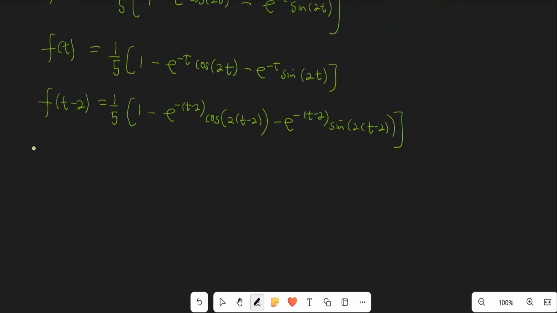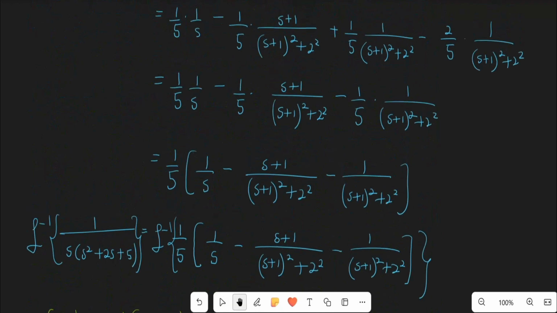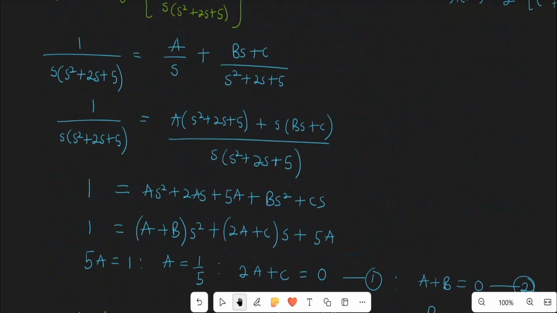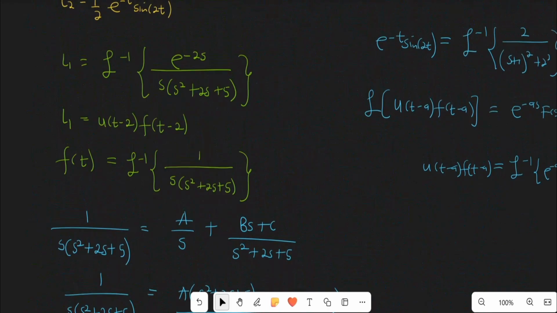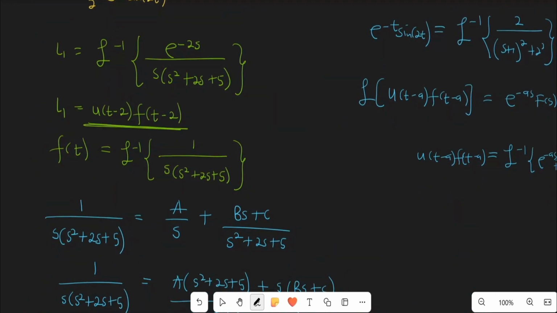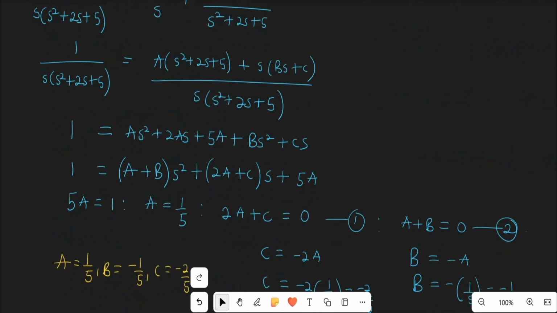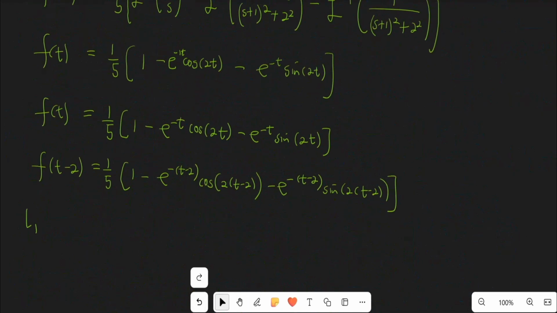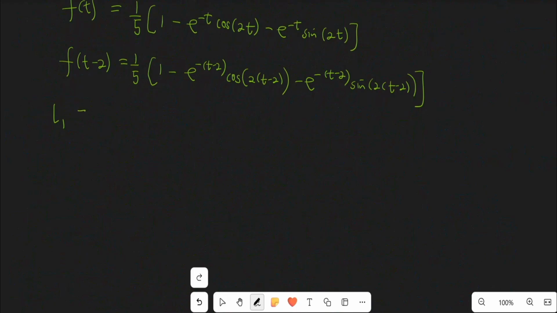Now we can find L1, that is the Laplace inverse of the first one. So L1 is just going to be u of t minus 2. This is what we have here, u of t minus 2 multiplied by f of t minus 2. That will be the Laplace inverse of the first one. So this one is going to be u of t minus 2 multiplied by f of t minus 2.